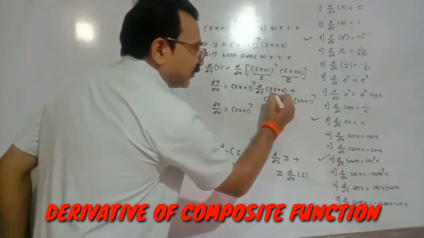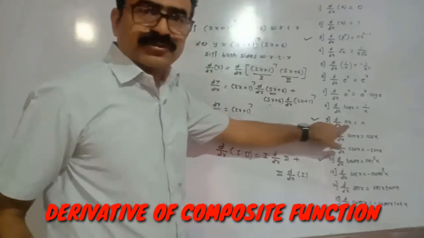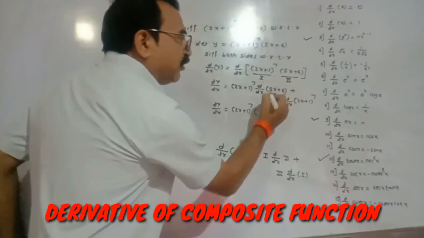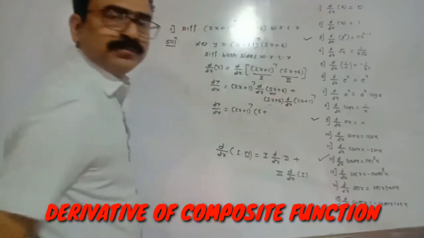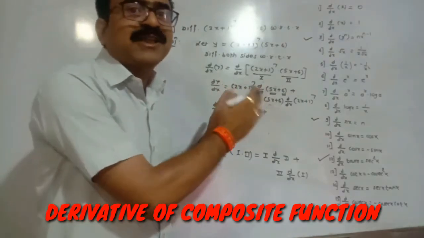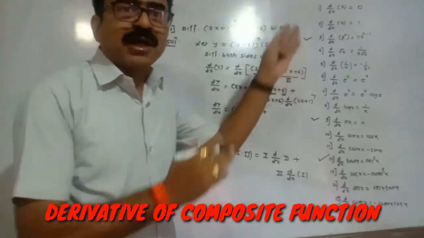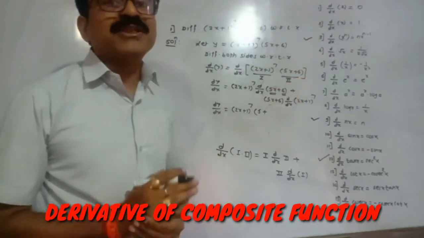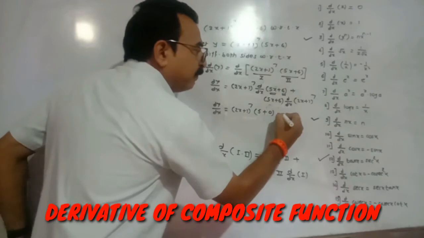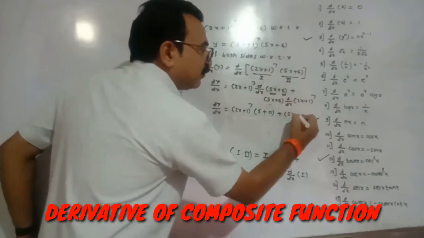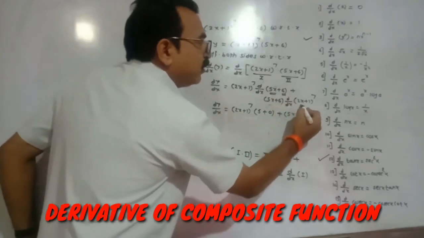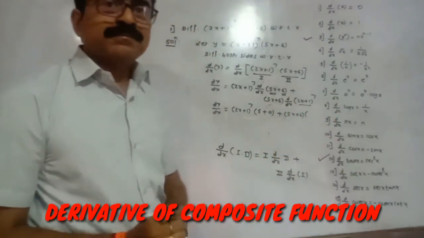So this 5x matches with nx. And what is the derivative of nx? It is n. Similarly, the derivative of 5x is 5, plus 6. 6 is a constant because no variable is attached to it, and according to the formula, the derivative of a constant is taken as 0. So here the derivative of 6 is 0, plus (5x + 6) into the derivative of (2x + 1) raised to power 7.